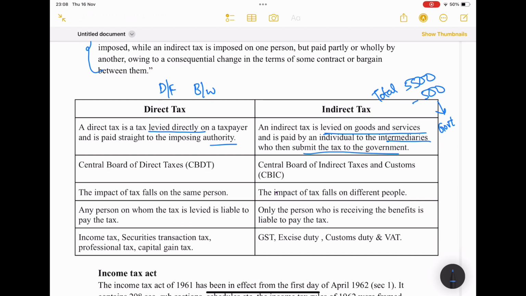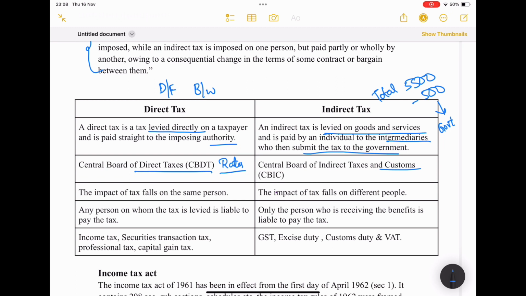Here the regulatory authority of direct taxes is CBDT. CBDT means Central Board of Direct Taxes. So they are responsible for the rates and all the exemptions, setting limitations, deductions and all. They are going to finalize them. For indirect taxes it is the Central Board of Indirect Taxes and Customs. Here they play a vital role in indirect taxes.